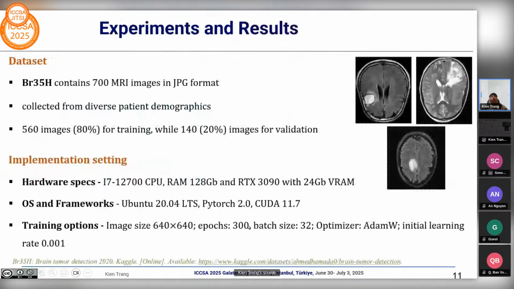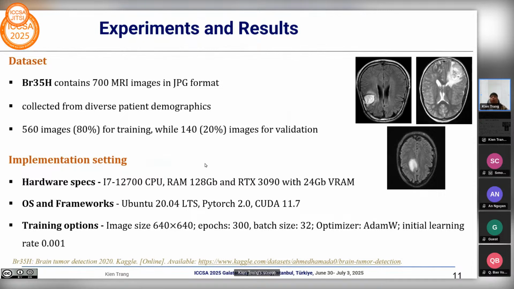So returning to the experiment and also the result part. In this study, we work on the BR35H dataset, which stands for the Brain Tumor Detection 2020 dataset. This totally comprised approximately 700 MRI images in JPEG format, from diverse patient demographics. The data have a wide variety of tumor forms and stages. We apply a training and validation ratio of 80/20.